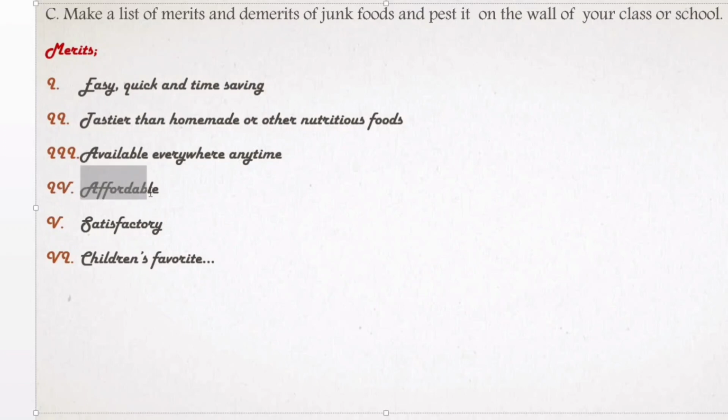Fourth, affordable. You can purchase it; it is not so expensive, it is reasonable. The price of junk foods is reasonable, not very expensive. So this is another advantage or merit.